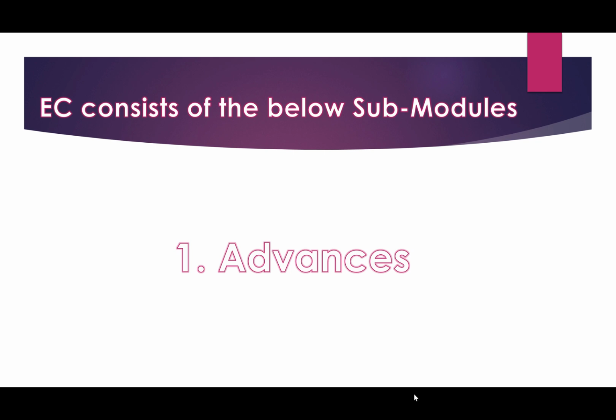Let's start with advances. An employee can apply for an advance which can be recovered from his or her salary based on the policy of the company and the eligibility of the employee. A few examples of advances can be festival advance, higher study advance, and personal advance, etc. This amount can be recovered from the employee over a period of time in the form of installments according to the rules configured in the system.